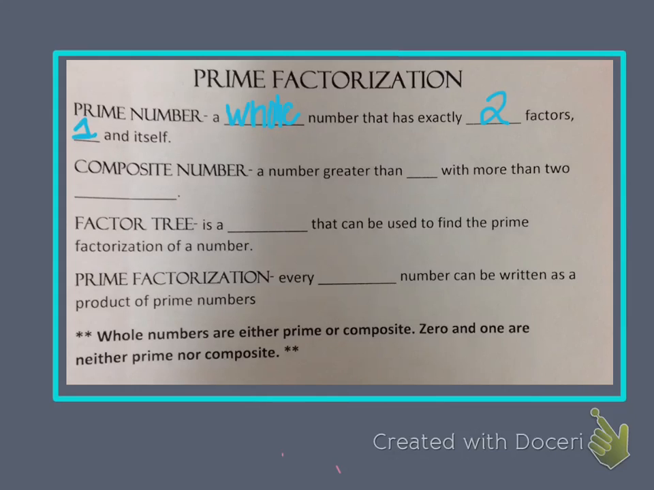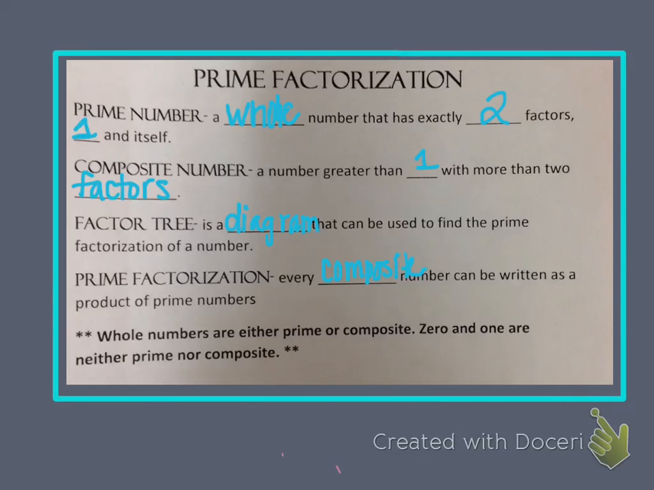Our next definition is a composite number, which is a number greater than 1 with more than two factors. So anything that's not a prime number is going to be composite. Then we have a factor tree, which is a diagram that can be used to find the prime factorization of a number. Our last definition, prime factorization, is every composite number that can be written as a product of prime numbers.